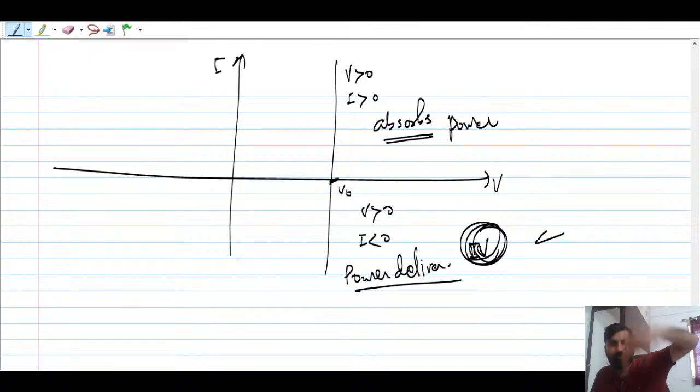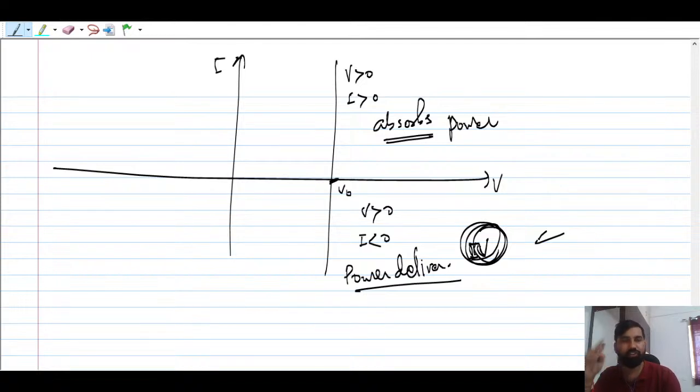If current is flowing through the positive terminal of the voltage source, look at the IV characteristic always. One general understanding I have given you: if your IV curve belongs to the first and third quadrants, the power is going to get absorbed. And if the IV curve lies in the second and fourth quadrants, it is going to deliver power. Depending upon that, you can decide whether it is an active or a passive device. This is very, very important to remember.